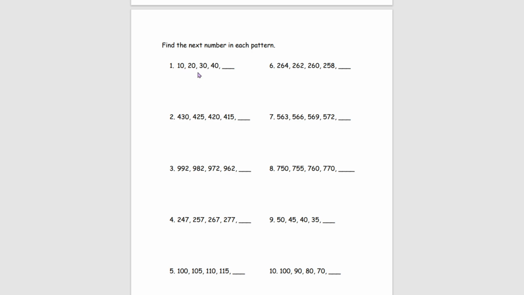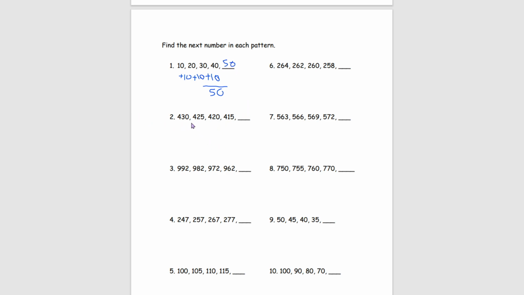We have 10 to 20, which is a plus 10 difference. 20 to 30, which is another plus 10 difference. And then 30 to 40, which is another plus 10 difference. This tells us that our pattern is add 10. So to get our next number, we're just going to add 10 to 40, and we get 50 as our answer for number 1.